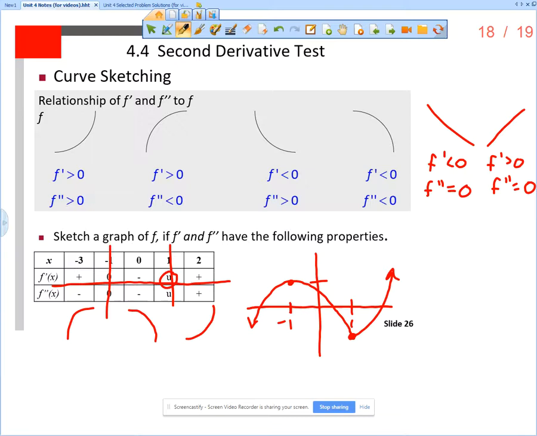Now, instead of being given the sign analysis, we're going to go one step further. What if I gave you the function and then you had to create the sign analysis and then draw the picture?